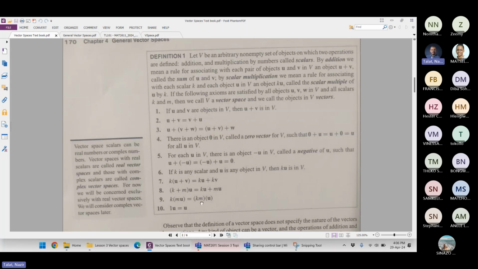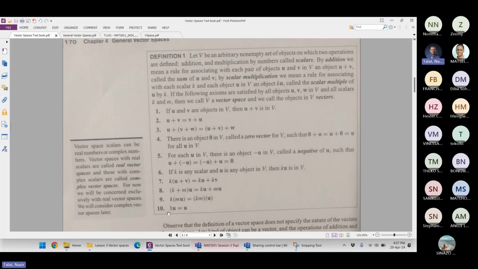And moreover, k(mu) is the same as (km) times u. This is the associative law. Under that, k and m are scalars, and only u is the vector. And the last one is 1 times u is equal to u, where 1 is a real number.